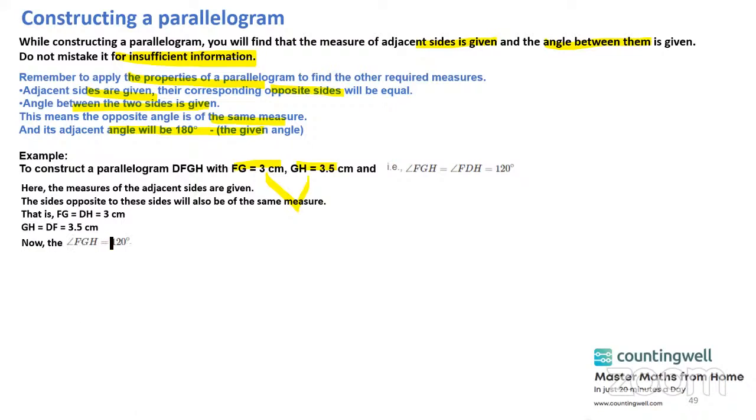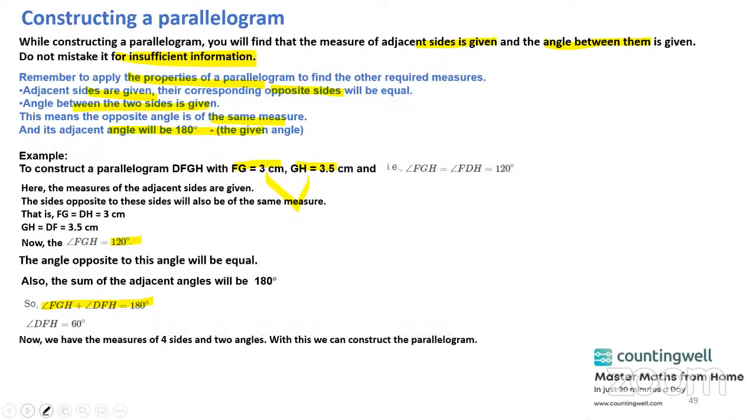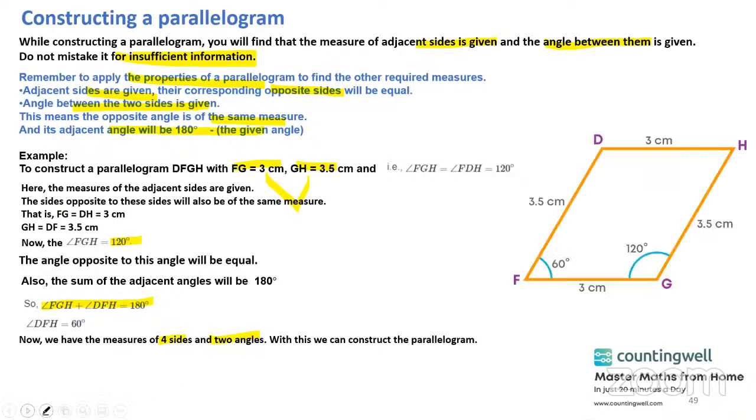Next, angle G is 120 degrees. So its opposite angle will also be of measure 120 degree. Or we can take the sum of adjacent angles equal to 180 degree. So we'll find F using this property. Now that we have four sides and two angles, with this we can construct the parallelogram. So here you can see the construction.